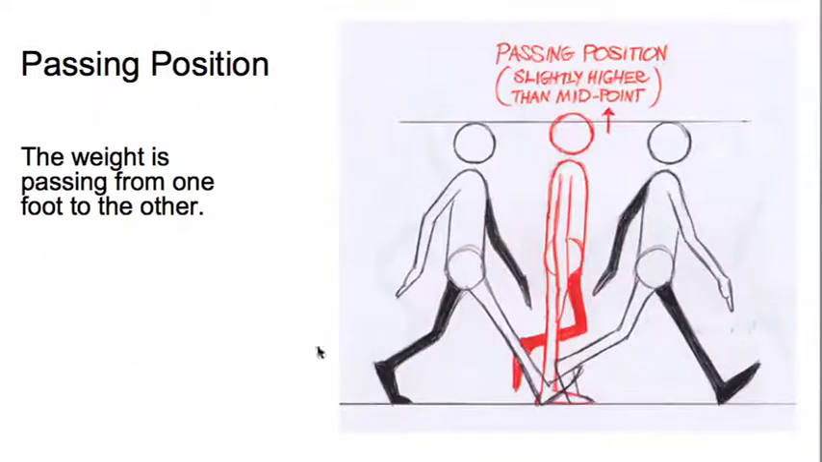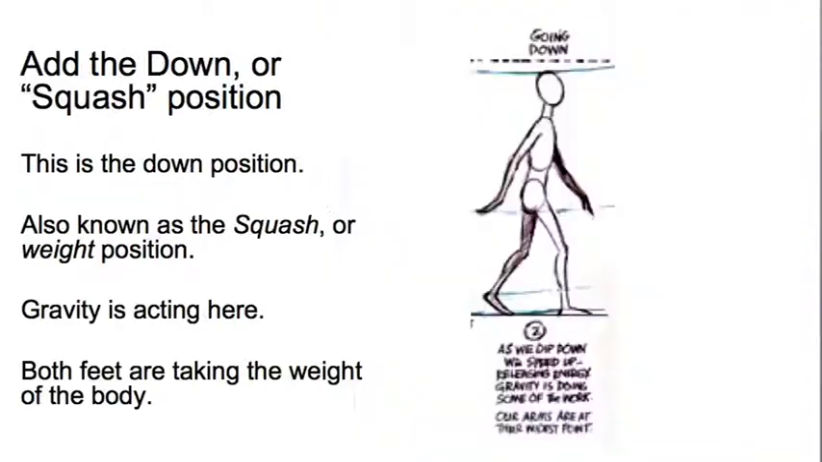That's frame 1 there, and that's frame 17 there. And here now the left leg is passing through the air. So the weight is passing from the right leg to the left leg. Then we're going to add the squash or down position.